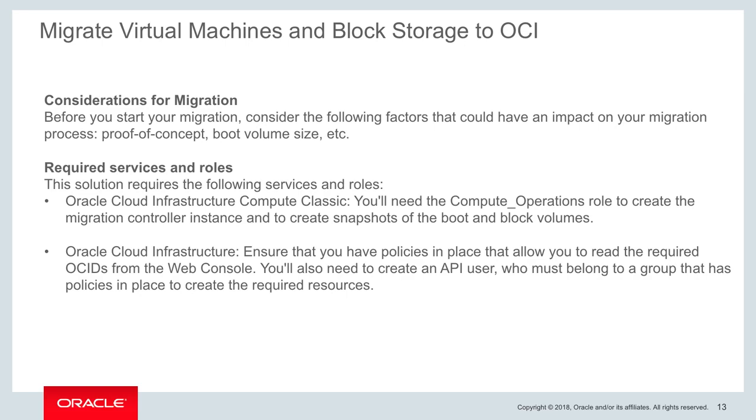This solution requires the following services and roles. In OCI Compute Classic, you'll need the compute operations role to create the migration controller instance and to create snapshots of the boot and block volumes. On the OCI side, you need to ensure that you have policies in place that allow you to read the required OCI IDs from the web console. You'll also need to create an API user who must belong to a group that has policies in place to create the required resources.